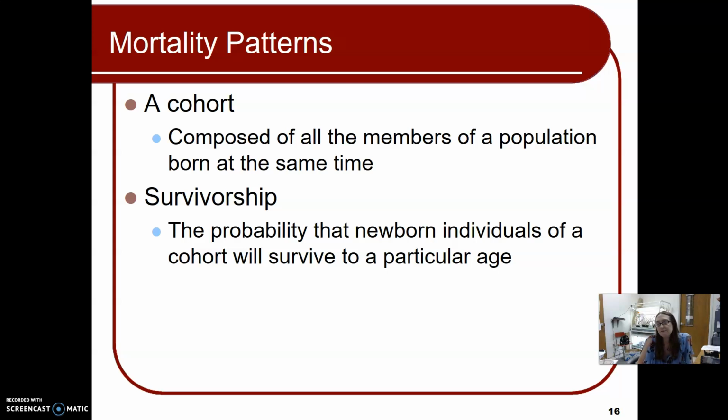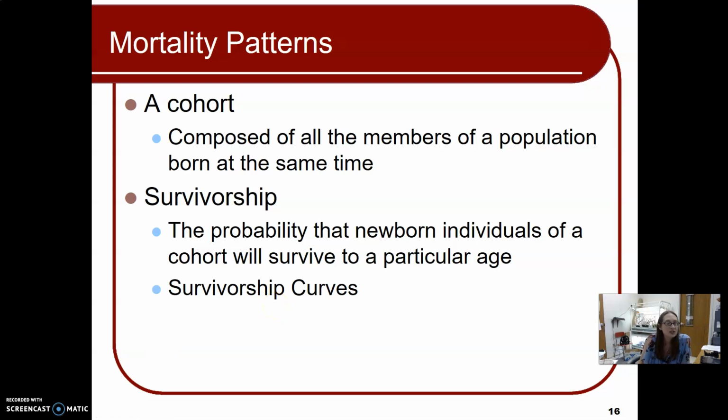So let's say a fish laid 200 eggs, because they do. They lay a ton of eggs. All of those eggs would be a cohort. So how many of those newborn individuals are going to survive to a particular age? And that gives us survivorship curves.